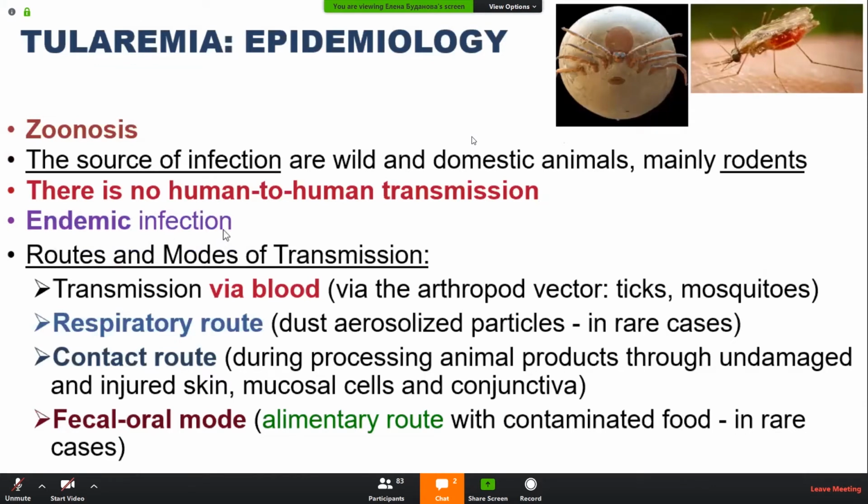It is endemic. The main route of transmission is via blood with an arthropod vector, which includes ticks and mosquitoes. It can be shed via the respiratory route with dust particles, aerosols, and by the contact route during processing of animal products, and sometimes it is shared via the fecal-oral route as well. So the main route of transmission is via arthropod vector. But as I mentioned in the beginning of today's lecture, all zoonoses can be shared via all three modes of transmission.